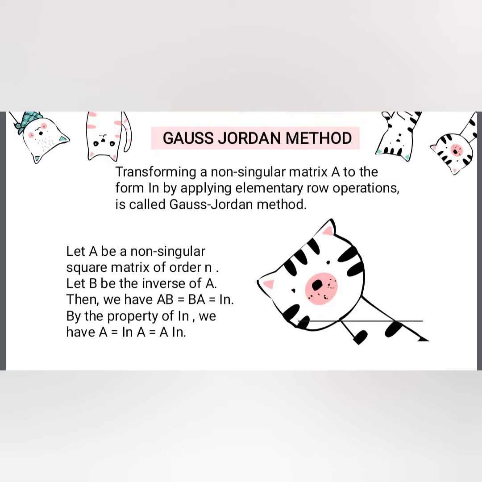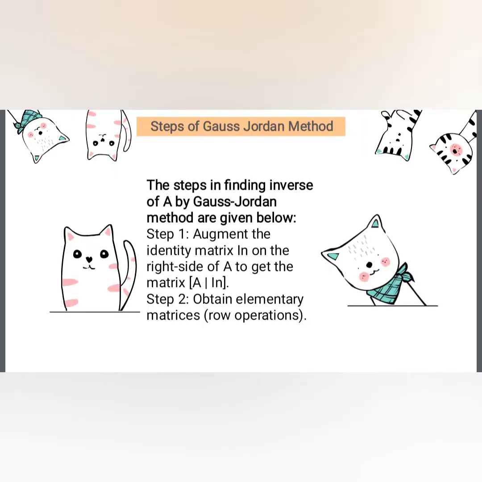If A is a non-singular matrix of order n and B is the inverse of A, then AB is equal to BA is equal to IN. Now let's see the steps involved in Gauss-Jordan method. The steps in finding the inverse of A by Gauss-Jordan method.